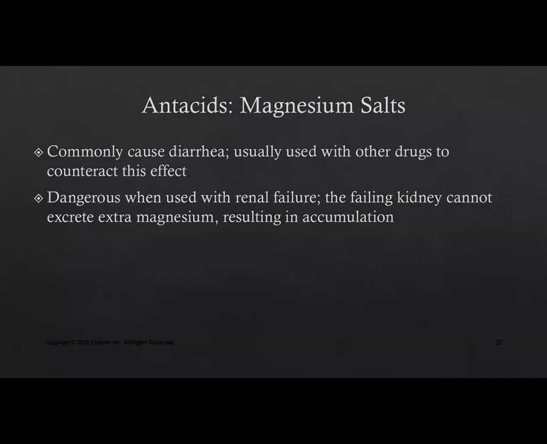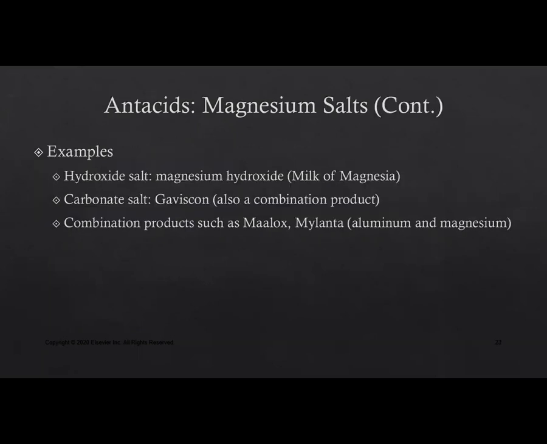Magnesium salts commonly cause diarrhea, usually used with other drugs to counteract this effect. Dangerous when used with a renal failure patient, as the failing kidney cannot excrete extra magnesium, resulting in accumulation. So you do want to be careful with your antacids, especially magnesium ones, that you're not giving it to that renal patient. Some of your examples are your hydroxide salt, your carbonate salt, and your combination products, again, where we can have it where it's aluminum and magnesium.